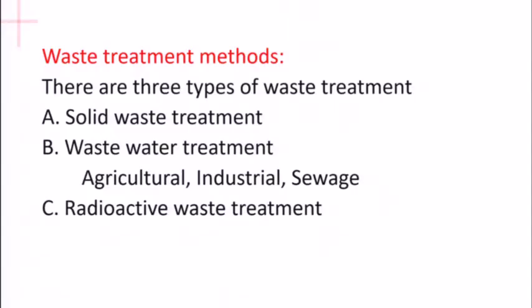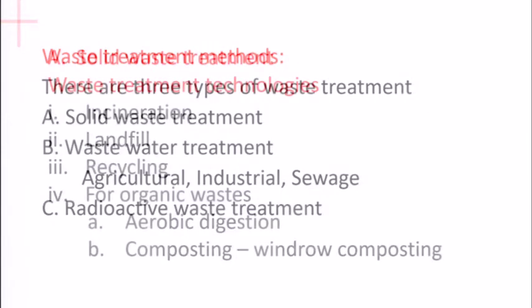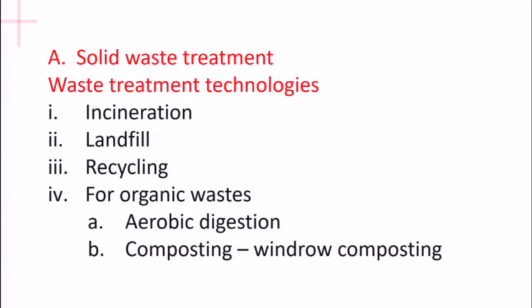Now, let us see some of the waste treatment methods. There are three types of waste treatment methods: A. Solid waste treatment, B. Wastewater treatment from agricultural, industrial and sewage, C. Radioactive waste treatment. Coming to solid waste treatment.